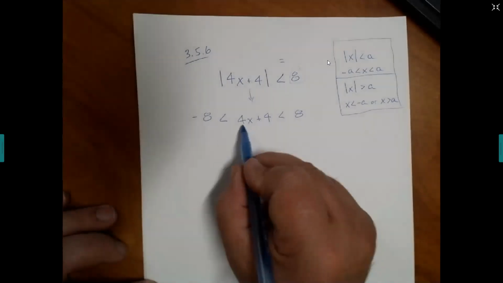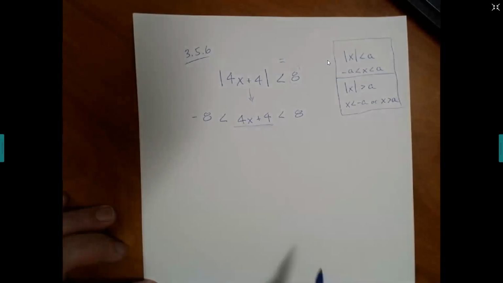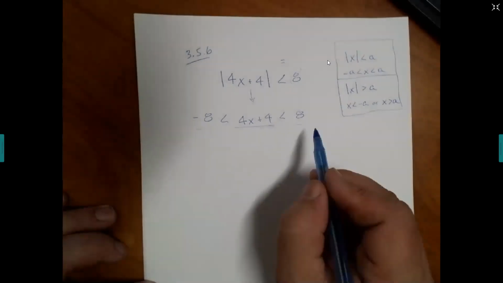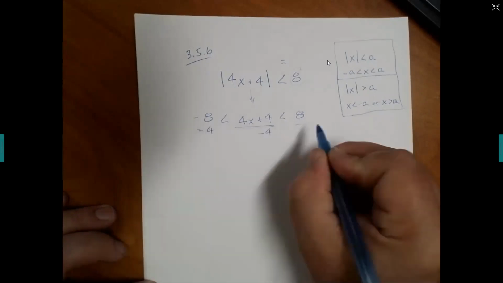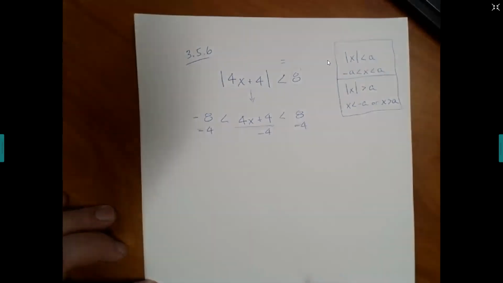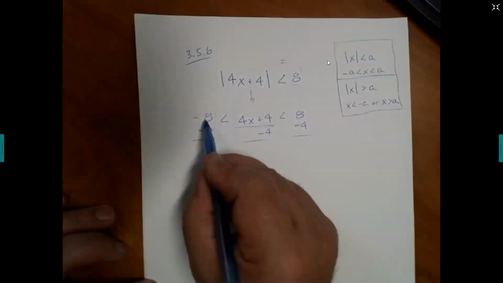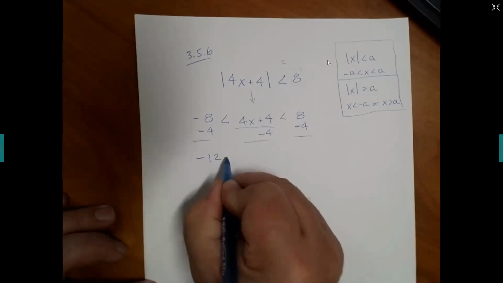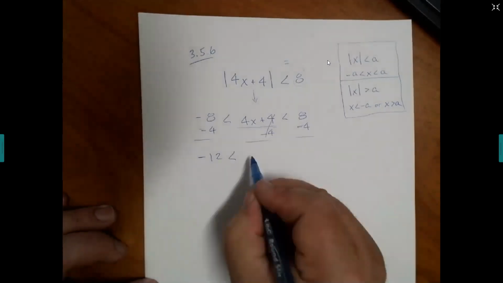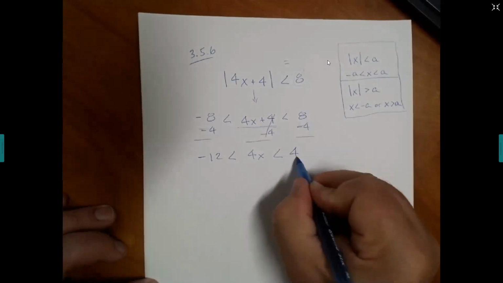All right, so again, now we're solving for x. This is the only one we're interested in. Whatever we do here, we do everywhere else. So first step, subtract 4 from everybody. Negative 8 minus 4, they're both negative. 8 plus 4 is 12. 8 minus 4 is 4.